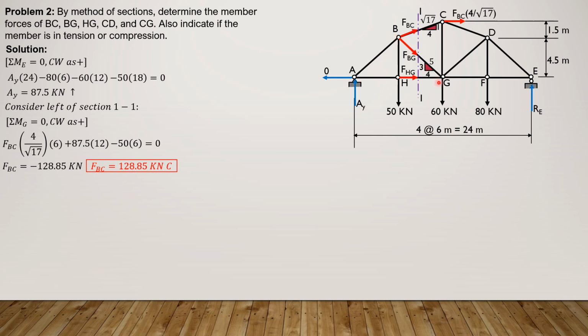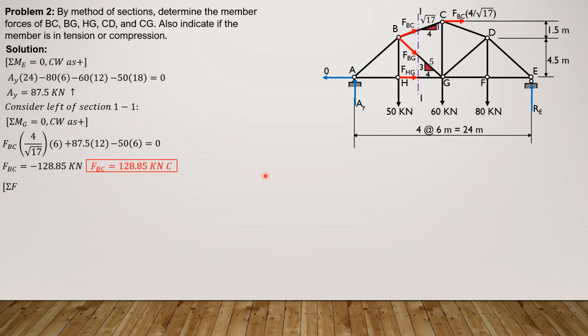Then FBG. To solve for FBG so that FBC and FHG are not involved, supposedly we locate a point of intersection of the lines of action of FBC and FHG somewhere here. But there's another simple way. Simply sum up forces vertical, if we believe that FBC is really correct, and I believe in that. So you must be confident with yourselves that you correctly computed FBC.